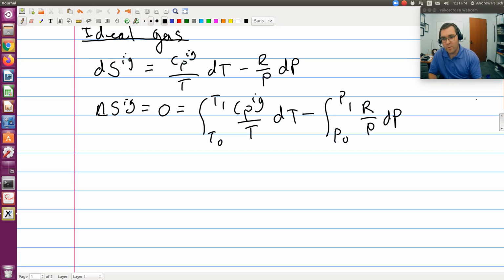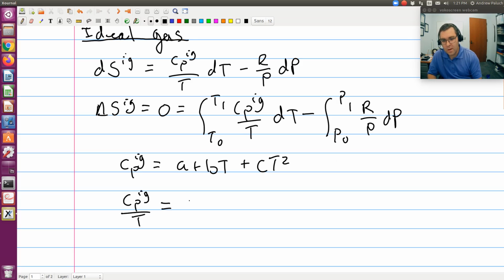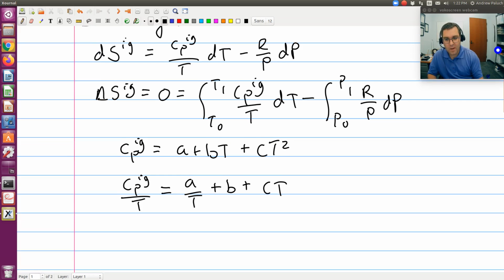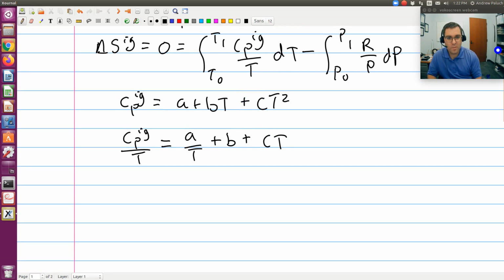So if I work with that, just to take this in steps to make it easier on myself, if Cp ideal gas is A plus BT plus, and I'm just going to write a CT squared. Again, you would have additional terms. So that Cp ideal gas over T would be A over T plus B plus CT. And again, you would have extra terms. I'm just going to take this piece by piece.